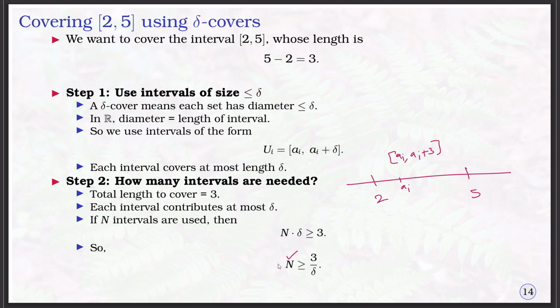Because we need to find the number of intervals needed to cover this set with size at most delta, n is greater than or equal to 3 by delta.